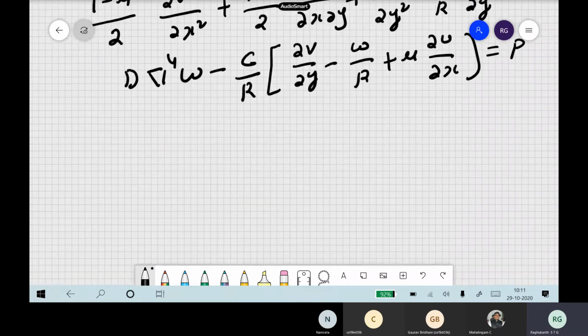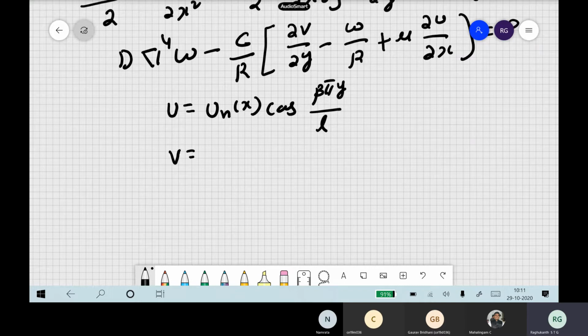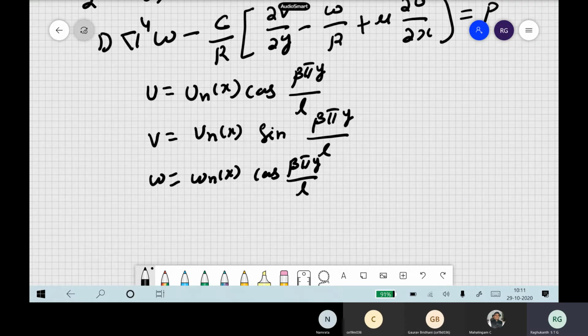Then you have to write the solutions as some un of x here, so cos beta pi y by L. This is in the circumferential direction, depending on the problem. You don't know what type of boundary condition you are going to put on u, v, so sine beta y by L. Then w is wn of x, so cos beta pi y by L. Something like this. And then you solve for un, then vn, wn.